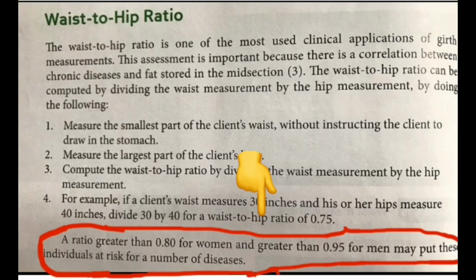So right out of my NASM textbook, it says a ratio greater than 0.8 for women and greater than 0.95 for men may put these individuals at risk for a number of diseases. So it's going to be very important here that we reduce this number because visceral fat generally stores around the midsection and adipose tissue generally stores anywhere else. So if you're a female and your waist to hip ratio is over 0.8, or if you're a male and your waist to hip ratio is over 0.95, focus on stress management.